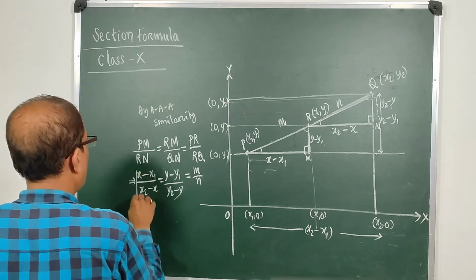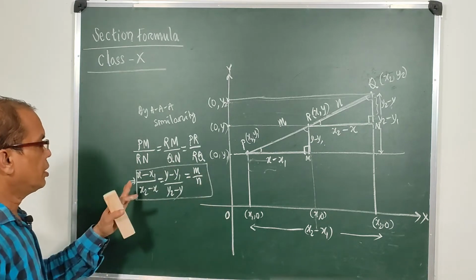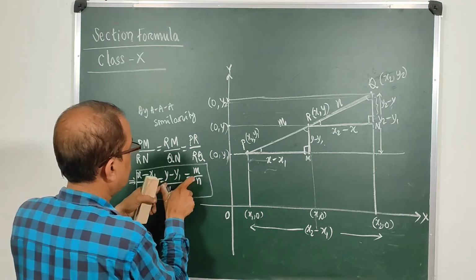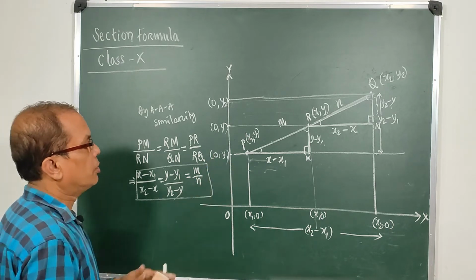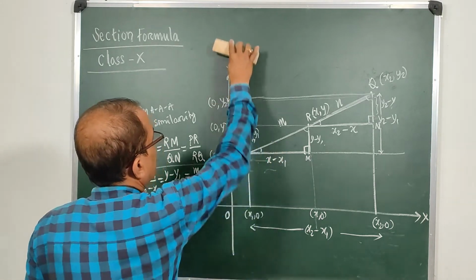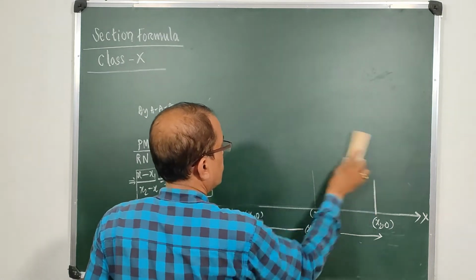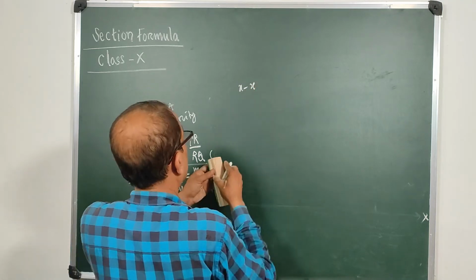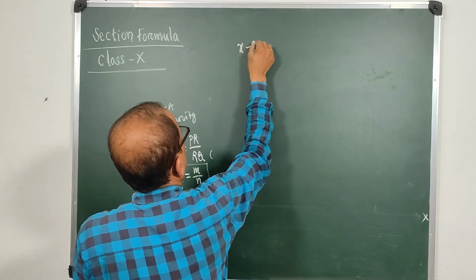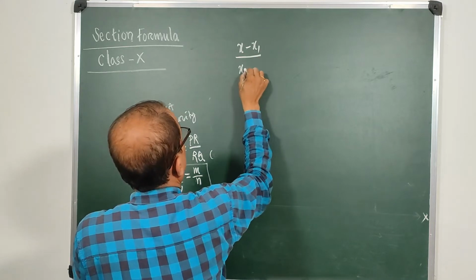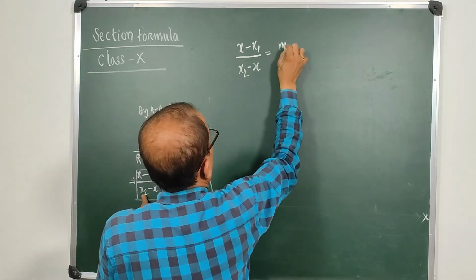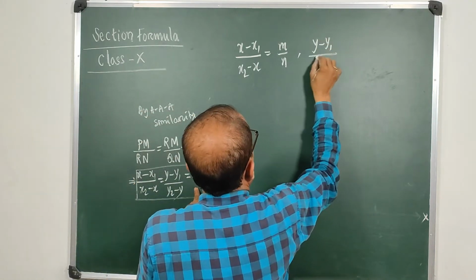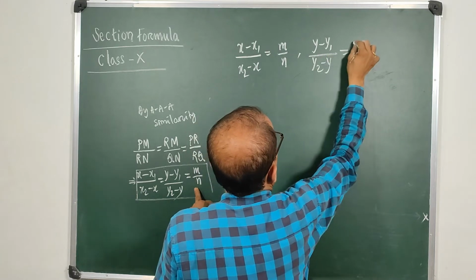Now we have got enough data to find two different formulae. To get x we use this equation, and to get y we use this equation, and the use of this figure is now over. Let me wipe it out. Now we have got x minus x1 upon x2 minus x is m upon n, and y minus y1 upon y2 minus y is also m upon n.